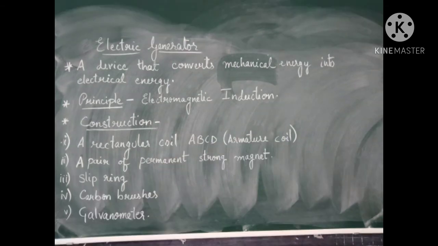The next part is the carbon brushes. A pair of carbon brushes will be used, acting like a bridge between the armature and the galvanometer. And the fifth and last part is the galvanometer, instead of the battery that we used in the electric motor. Since we are going to generate the current, that's why we are using a galvanometer.